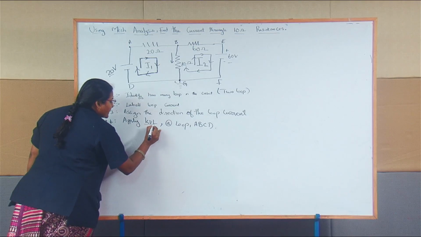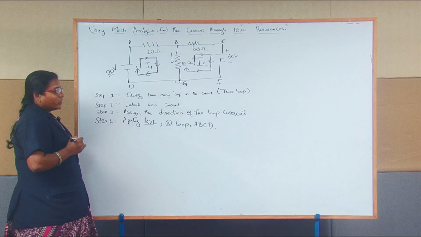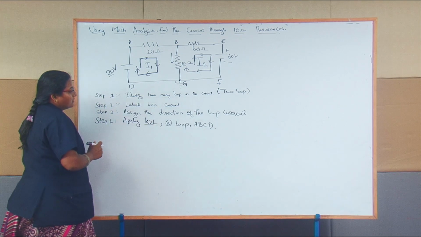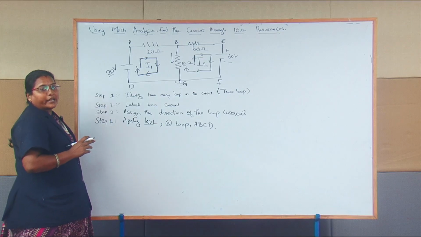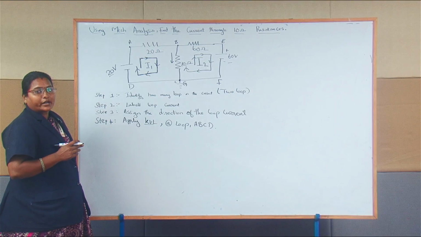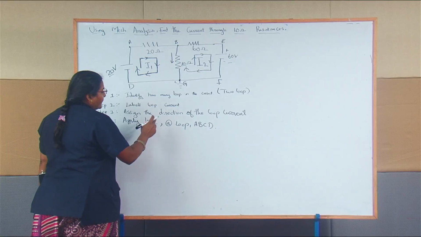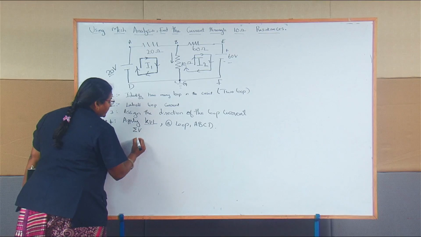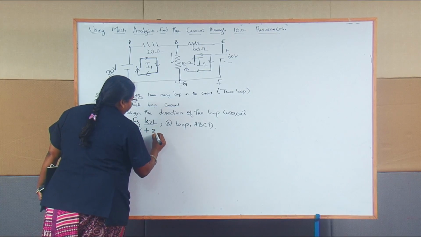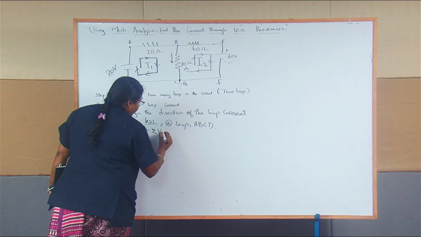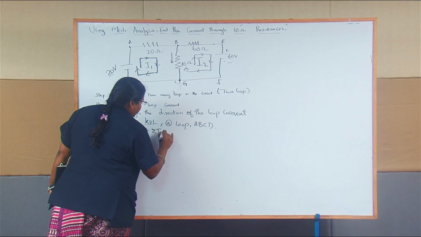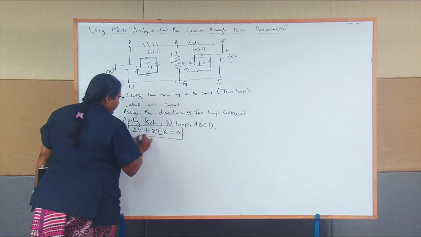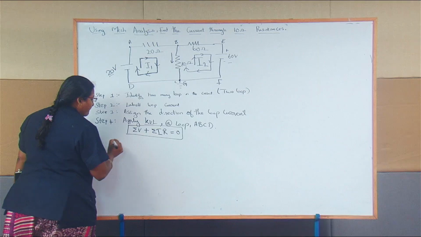All of you know what KVL is: it is nothing but Kirchhoff's voltage law. Kirchhoff's voltage law defines that the sum of the applied voltages plus the sum of the products of current and resistance is equal to 0. So I am going to apply KVL for this loop 1.